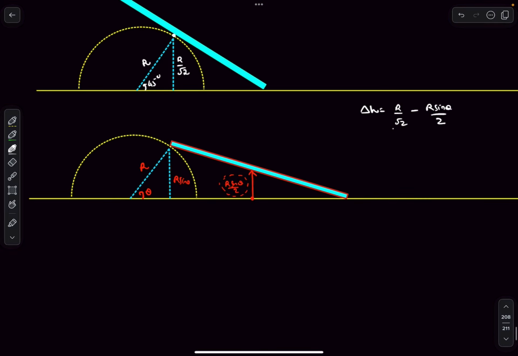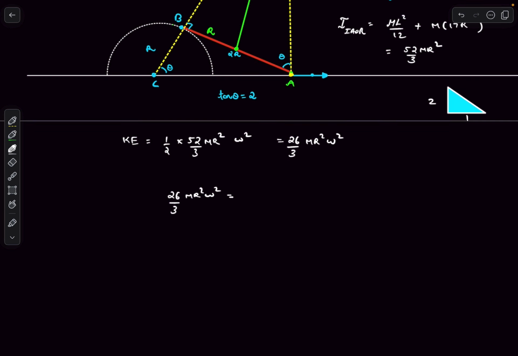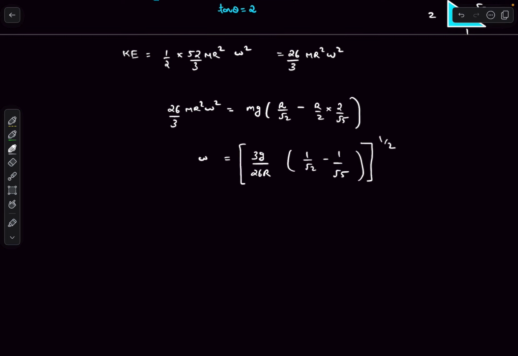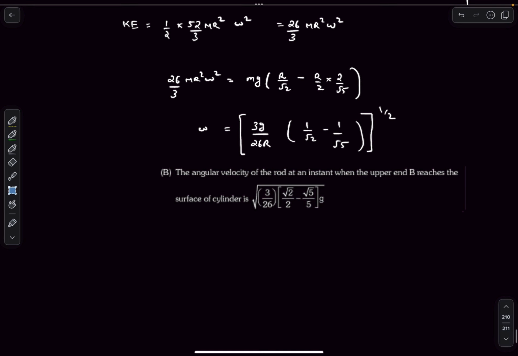Okay, and the decrease in height, if you remember, was r/√2 minus (r sin θ)/2. tan θ was equal to 2, so sin θ will be equal to 2/√5. So this would be mg times (r/√2 minus (r/2) sin θ). Now if you just rearrange, you'll get this particular value as the angular velocity of the rod. So that actually matches option B. So the answer to that question is going to be option B, and r is just given to be 1 meter, so that's the reason why it's not present over here.